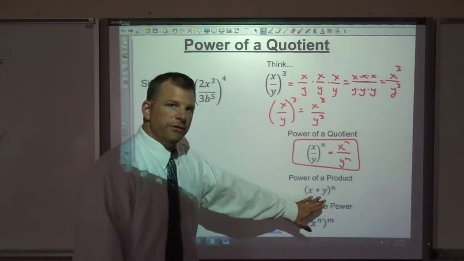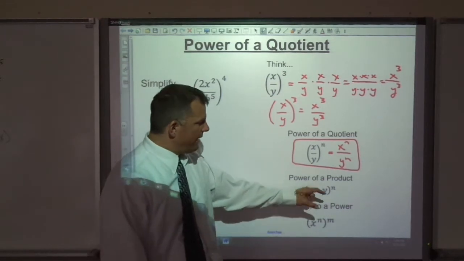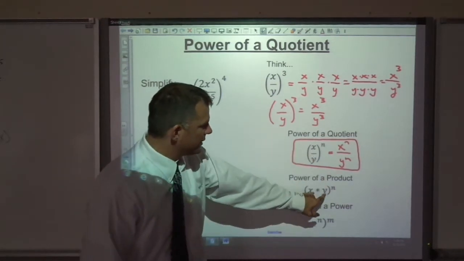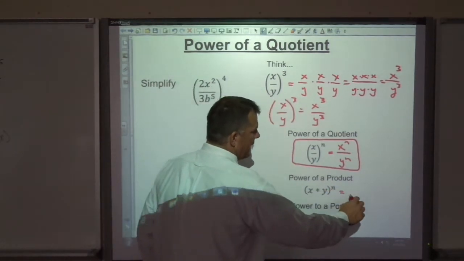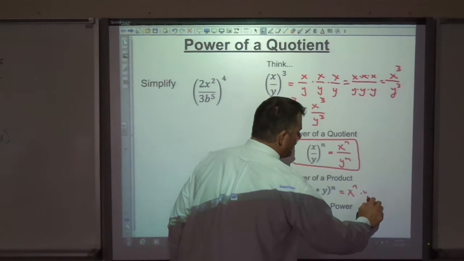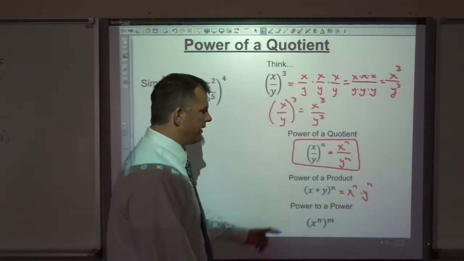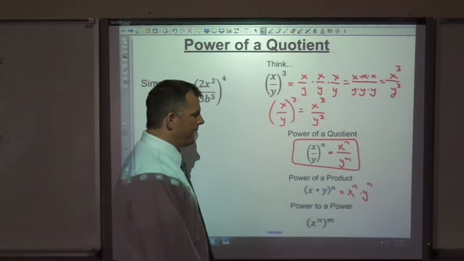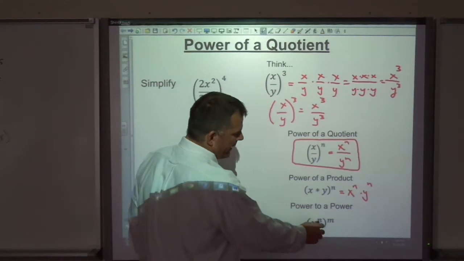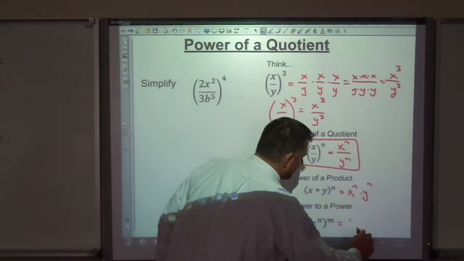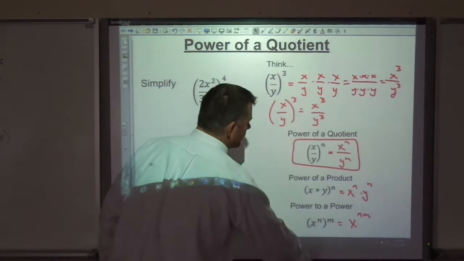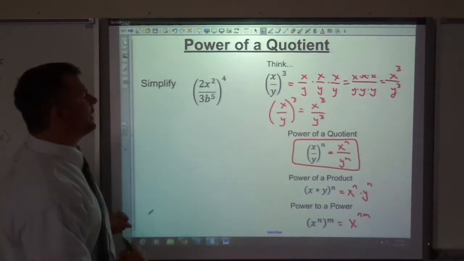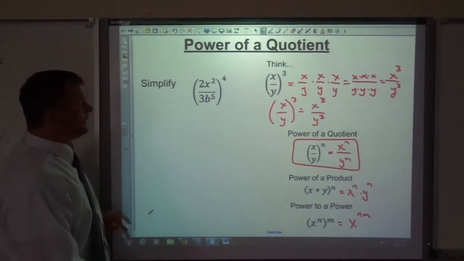Here are some other ones that we've studied before. We know that when we have a product of two things, x times y to the n, this is equal to x to the n and y to the n. We've learned that before. And we've also learned power to power before. That if we have a power raised to a power, we simply multiply those exponents. And those are going to help us here as we do this problem. So let's come back to our problem now. We've got a couple things we can use.